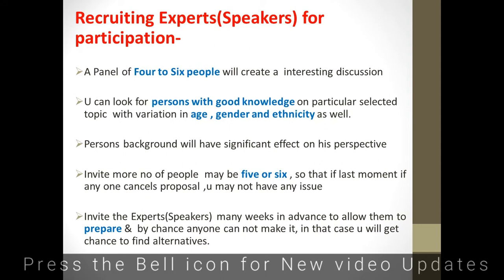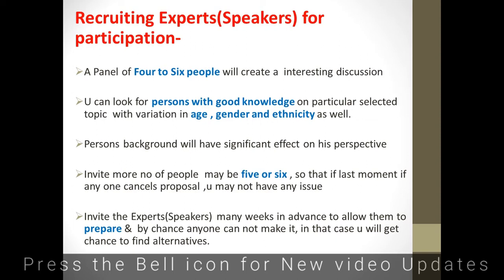Now, how to select the experts or the speakers for the participation? How many individuals do you have to select for a panel? A panel of 4 to 6 people will create an interesting discussion. If the numbers are more, then it will not make a good panel discussion. If members are less, in that case we may have some problems. I'll tell you later on.